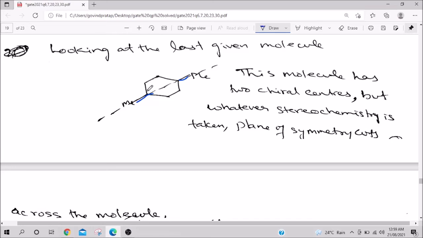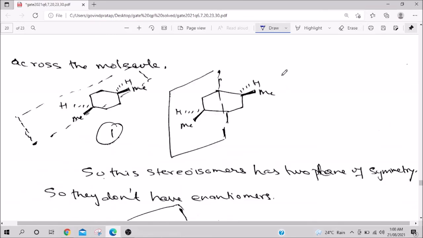Because two chiral centers are there, we should have expected 2 to the power 2, which is 4 stereoisomers. But you see that it will have meso compounds, where a plane of symmetry runs through the molecule, so it is optically inactive, and therefore they may not have enantiomers, but diastereomers are there. If you understand this, you will understand the whole of stereochemistry.